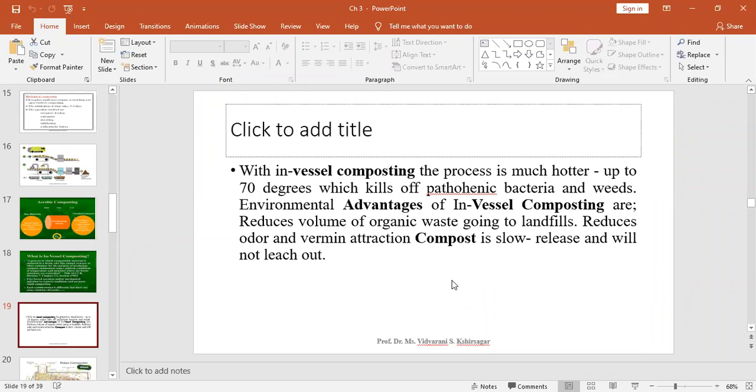Environmental advantages of in-vessel composting are to reduce the volume of organic waste going to landfill, and also reduce the odor and vermin attraction. Compost is slow release and will not leach out. Okay, so simply you can remember two advantages: it reduces the land required for landfilling, and it reduces the odors released into the atmosphere.